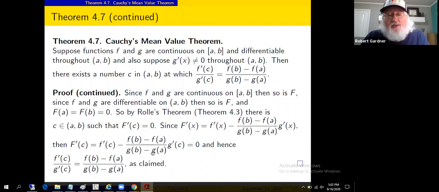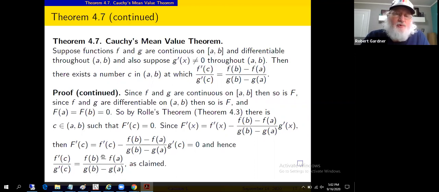We can rearrange this formula, take the negative term to the right-hand side, divide both sides by g prime of c. That's not 0, is it? Right, that's why you needed these hypotheses. We're not dividing by 0. And you'll get f prime of c over g prime of c equals this quantity here.